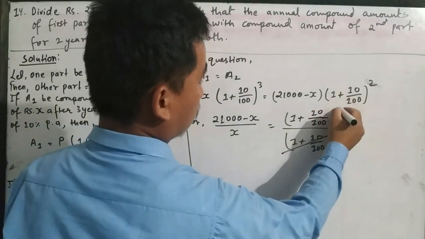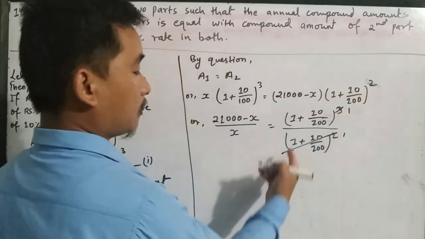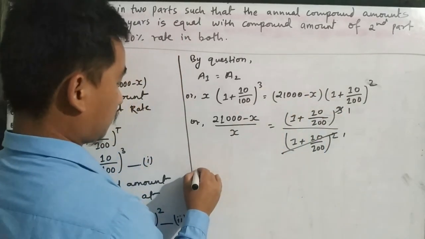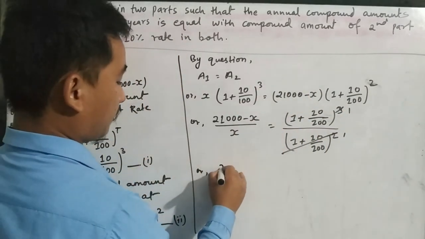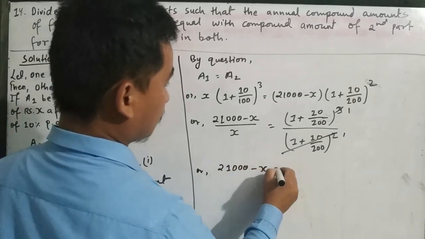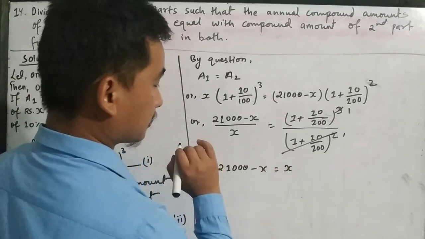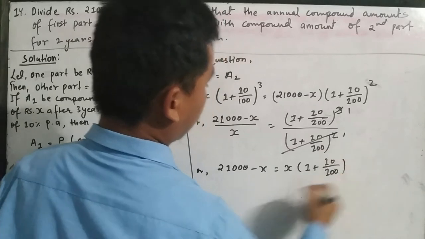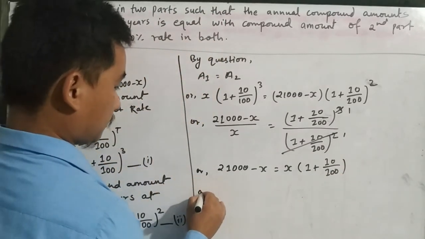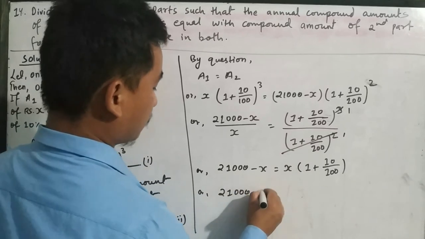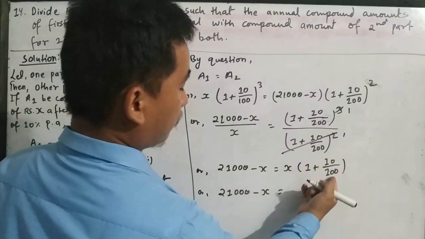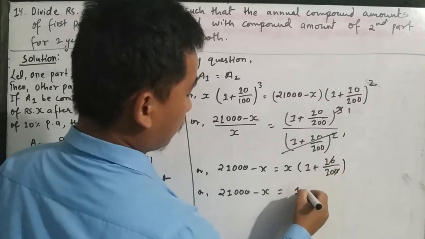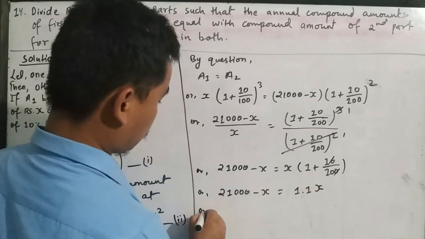Cancelling the square from the cube, one factor of (1 plus 10 divided by 100) remains. So 21,000 minus x equals to x (1 plus 10 divided by 100), or 21,000 minus x equals to x times (0.1 plus 1), which is 1.1x.